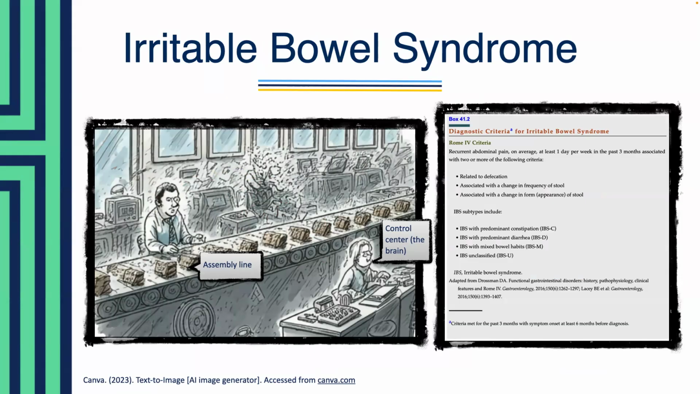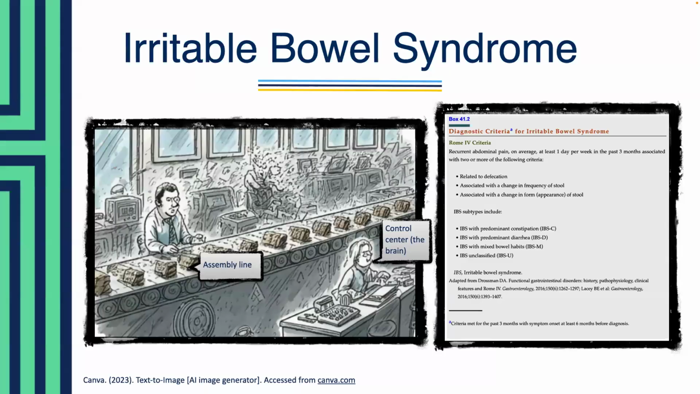Now, IBS, irritable bowel syndrome. I have an image here that shows an assembly line. So when I think visually of IBS, I think of an assembly line, because in IBS, there's a miscommunication between the brain and the gut. I think of the brain as being my control center, or someone who is in control of that assembly line. And then we have the gut, which is the actual assembly line. So the brain sends signals incorrectly about how to process foods, leading to problems like spasms, motility issues, and even hypersensitivity. So that's just one way to think about it.